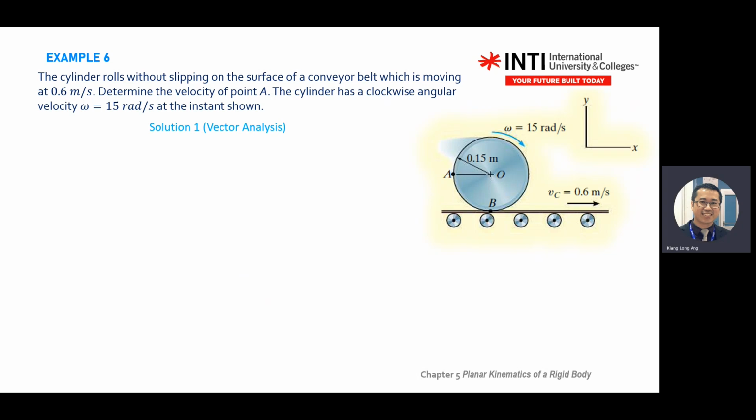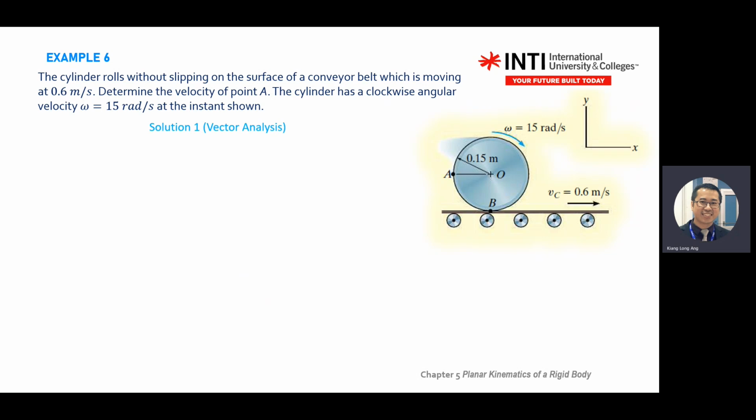So a roller without slipping. Without slipping means there's no loss of velocity when there's contact between two bodies. So the cylinder rolls without slip on the surface of a conveyor belt moving at 0.6. This conveyor moves at 0.6 meter per second. You are given a reference plane x and y, positive to the x, going up is y. You are given omega, its angular velocity, 15 radian per second. You are given point O and point A, radius is 0.5.